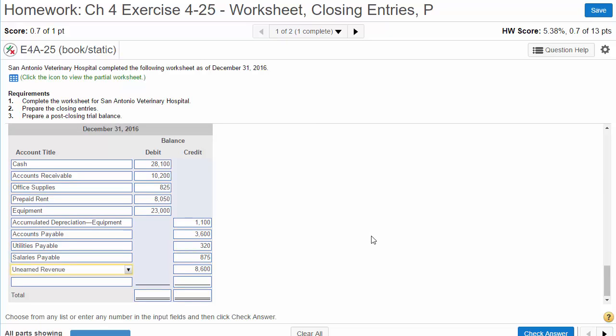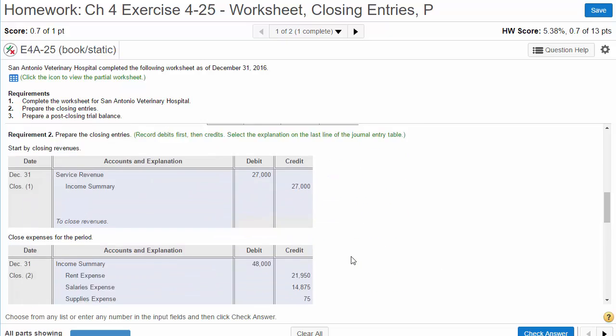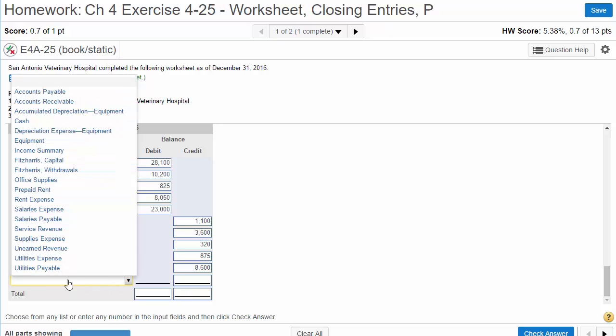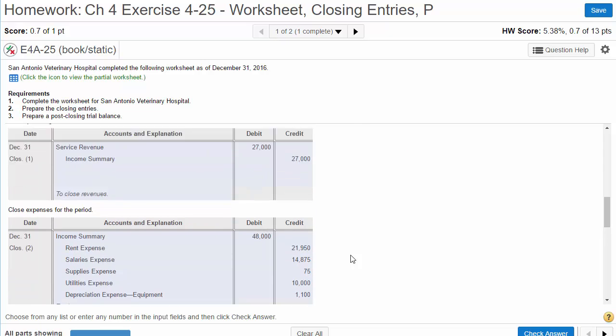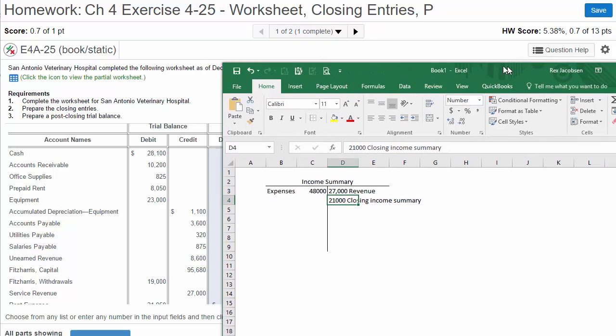Unearned revenue. Okay. Now, can we use this capital account balance? This was from the beginning of the period, so we can't use that one. We also know we can't use it because if we plugged it in here, it would not balance. So we need the capital account, but we need to figure out the balance. So notice we started with 95,680. So I'm going to do a T account over here in Excel to keep track of this.